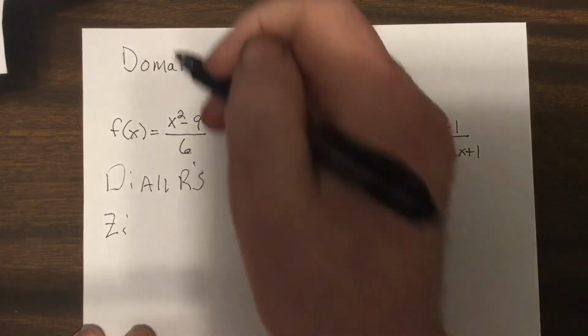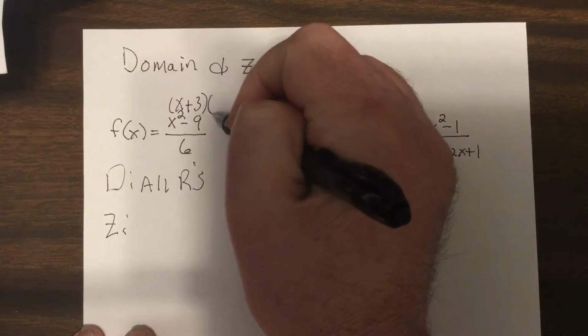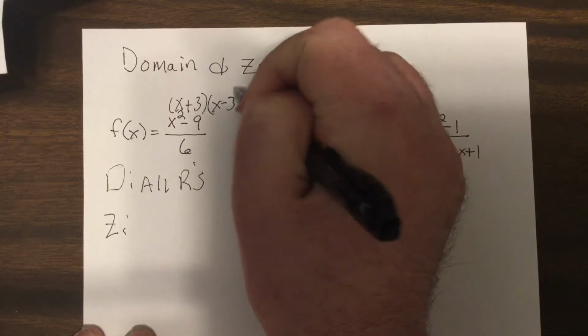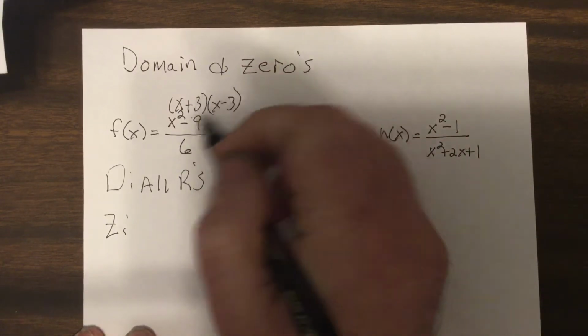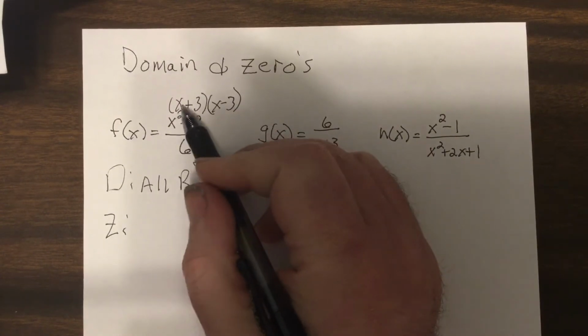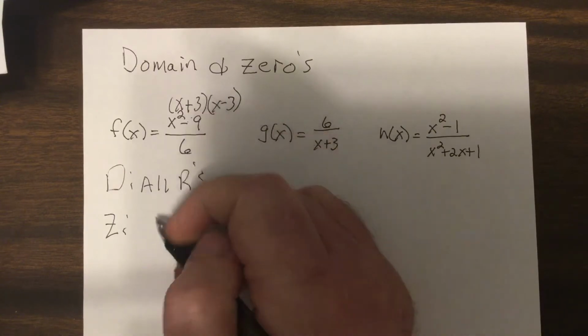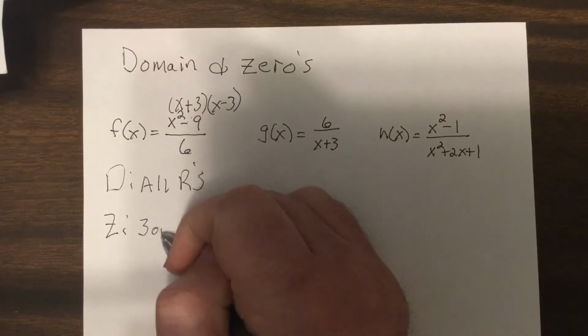Then what's the zeros? Well, the top you factor to x plus 3, x minus 3, or the numerator. I call it the top sometimes and numerator sometimes. So what do I put in here that would cause this to be 0? Well, that'd be negative 3. This would be 3. So it's 3 or negative 3.